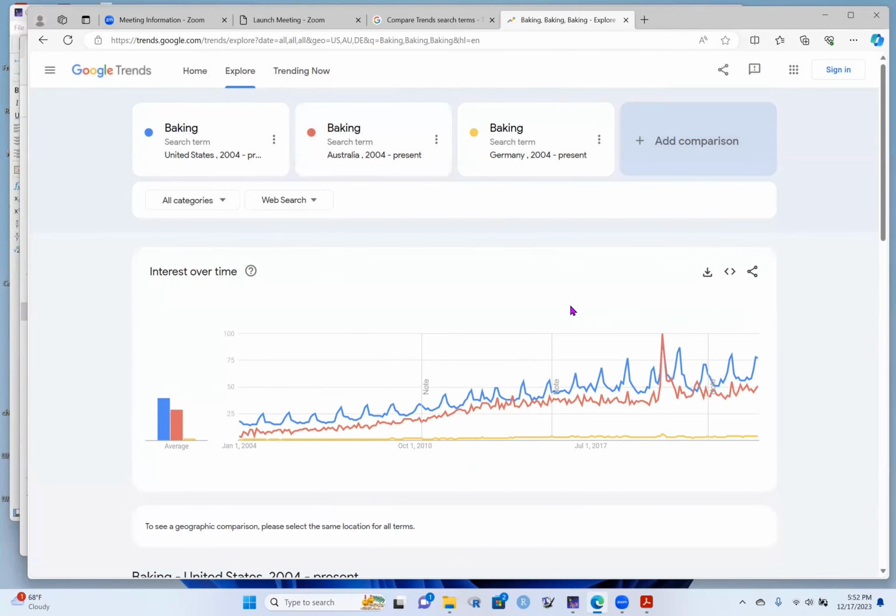You don't have to compare these 3 countries, and you don't have to compare interest in baking in particular. You could select interest in something else. But looking at this trend on interest over time in baking, we can see that the United States has much more interest than the other 2 countries, and that's consistent throughout the whole trend, followed by Australia, and then the least interest seems to be happening in Germany.